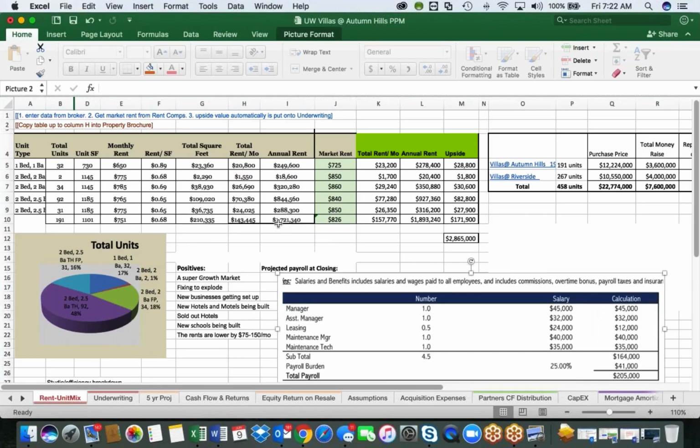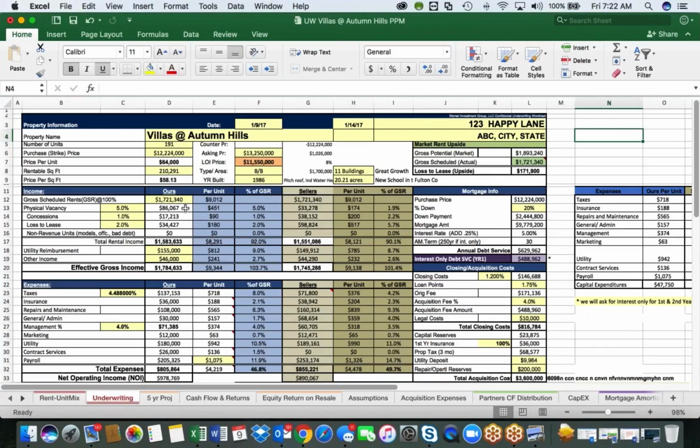Okay. Yep. This number, 1721, gets transferred automatically right over here. So that means when all of the units are occupied, 100% occupancy, this is what we're going to have. This is the same number for sellers. This is my seller side. And then this is our side. See right there. So how we will operate is here. What the seller is operating at is here. And then this over here is just the information of the property.